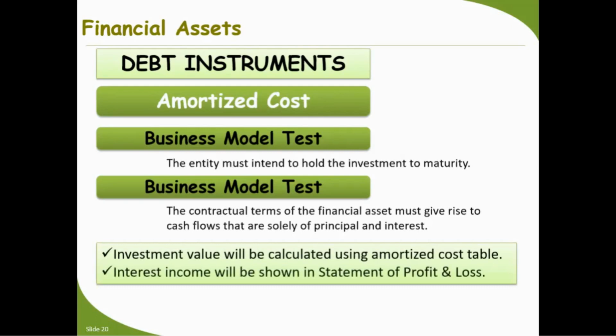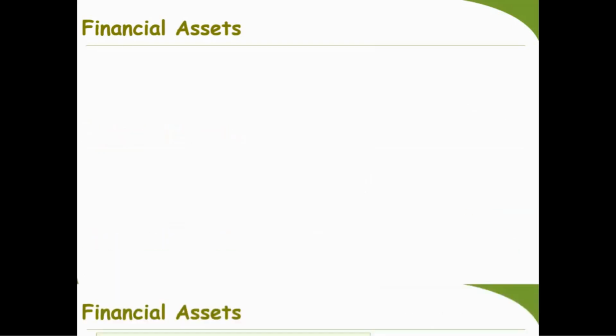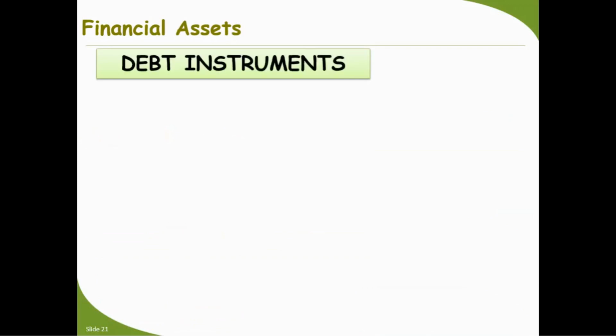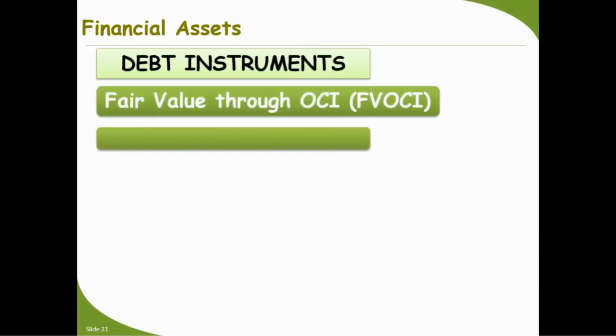Again, we will calculate the value of investment using the amortized cost table. Any interest income which we will receive will be charged in the statement of profit and loss. Then fair value through OCI.